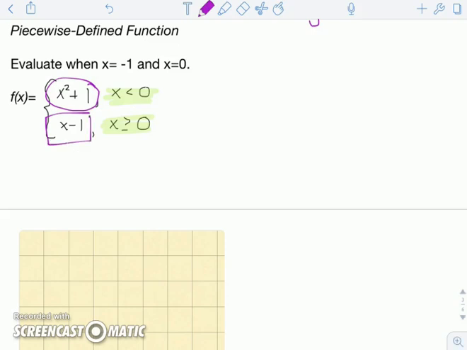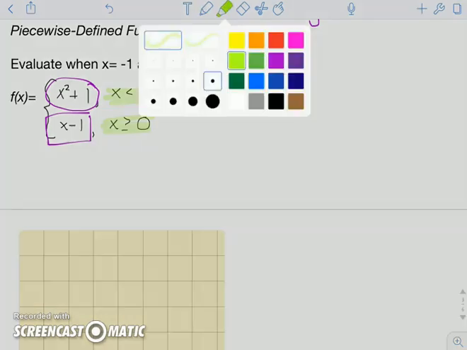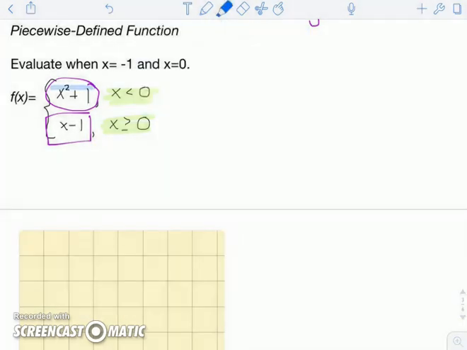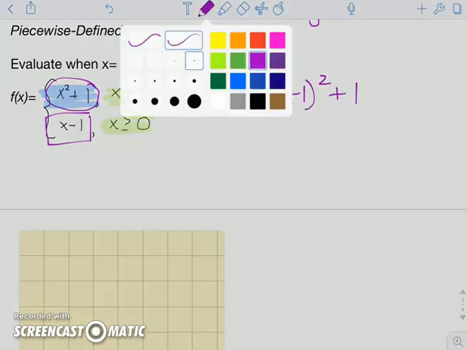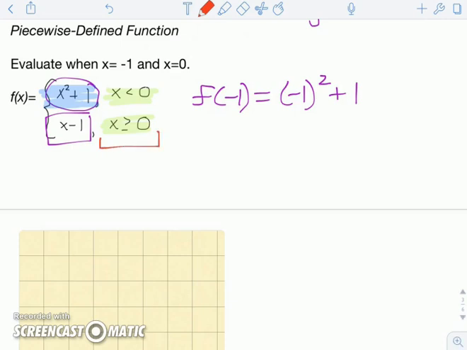So when I evaluate at negative 1, I'm going to use this function because I'm talking about a value less than 0. So the function evaluated at negative 1 is equal to negative 1 squared plus 1. I use this piece right here to determine what function I'm going to plug into. That's where I start when I'm talking about a piecewise function. So negative 1 squared is 1, plus 1. F of negative 1, the function evaluated at negative 1 here, is 2.